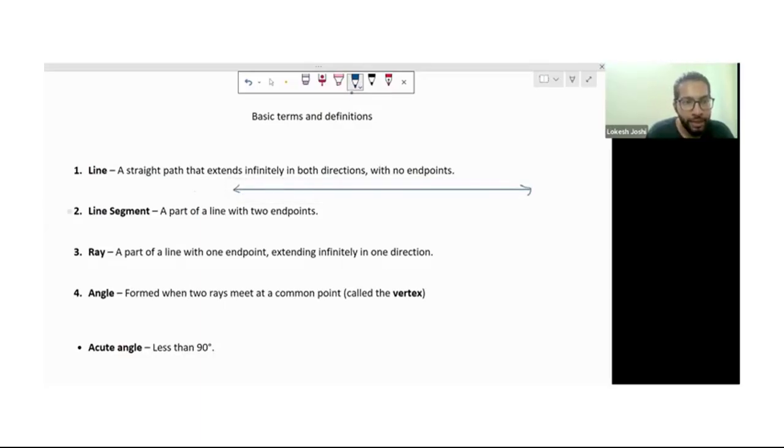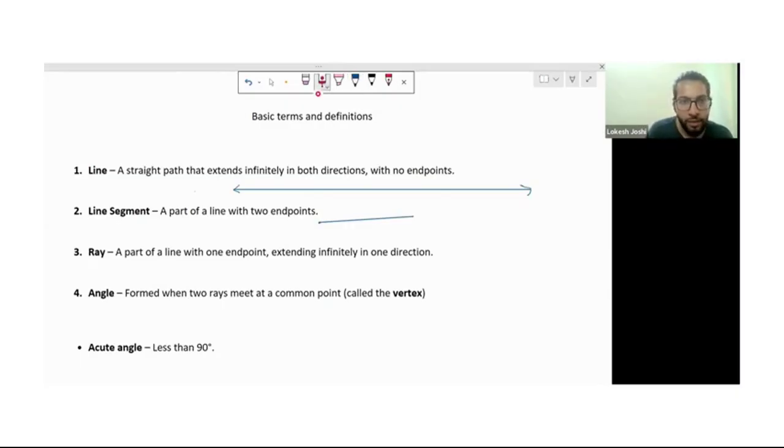Now the second one is line segment. A part of a line with two endpoints, which means this one is the line we have drawn. So if I take any part, like from this to this, and if I draw this, it will look like that. So it is the line segment, which means its length is fixed. We cannot extend this one. Okay, this one is line segment.